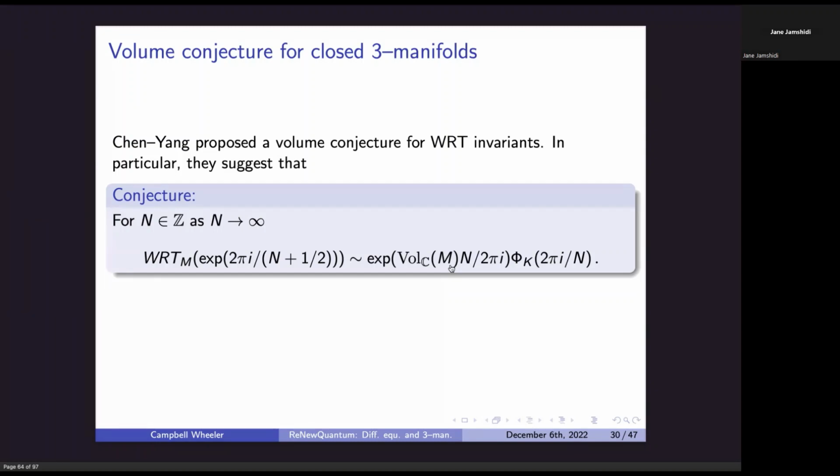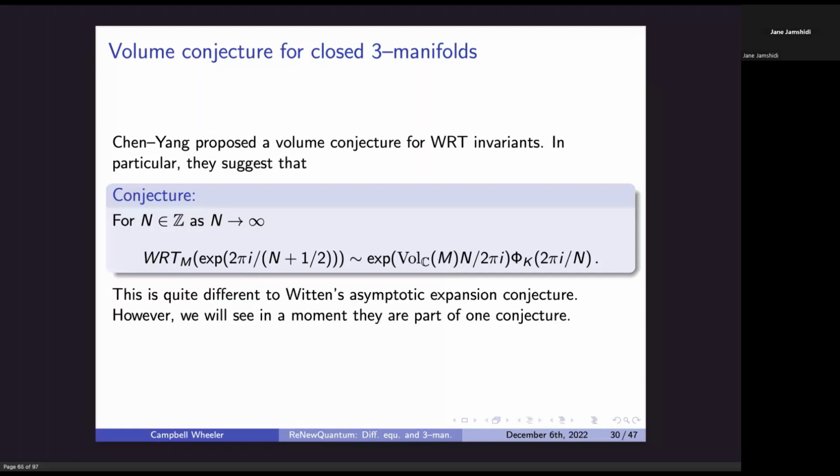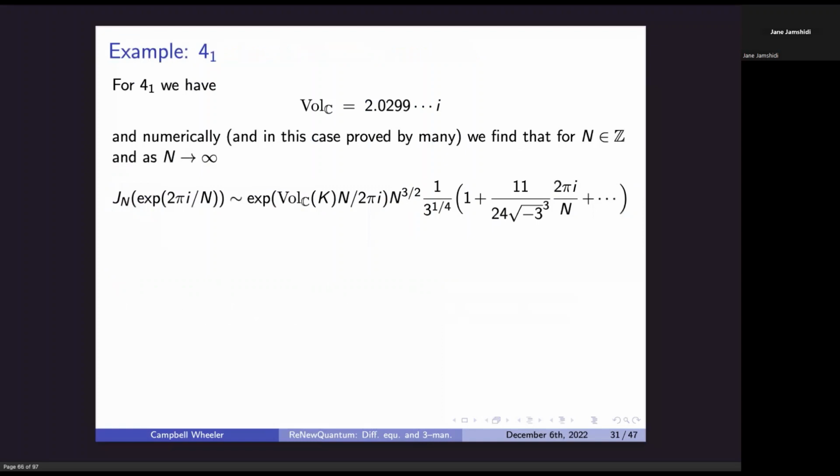And so here, this now gives us some sort of analog of the volume conjecture for closed manifolds. And this is proved in a bunch of examples, and in particular examples we saw before. So as I said, compared to Witten's asymptotic expansion conjecture, we saw some polynomial growth, but here we see exponential growth.